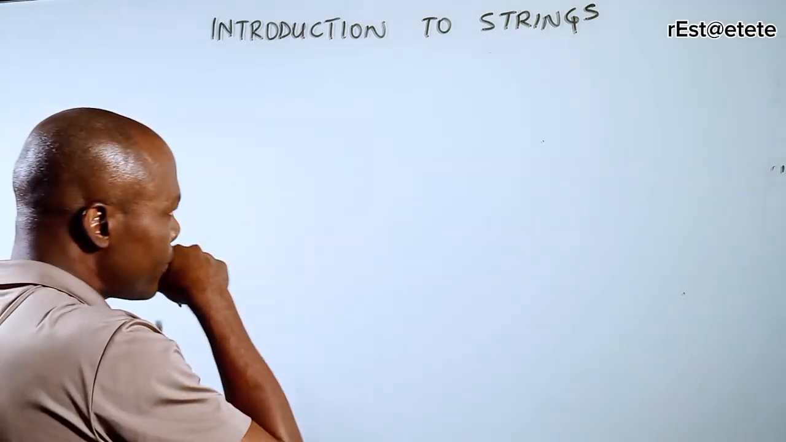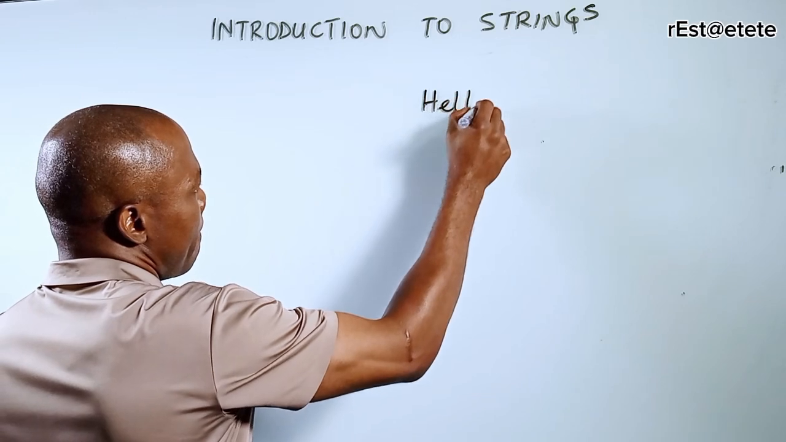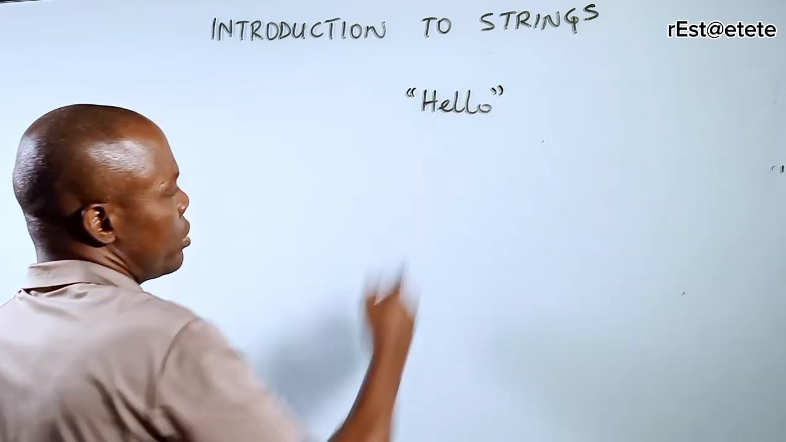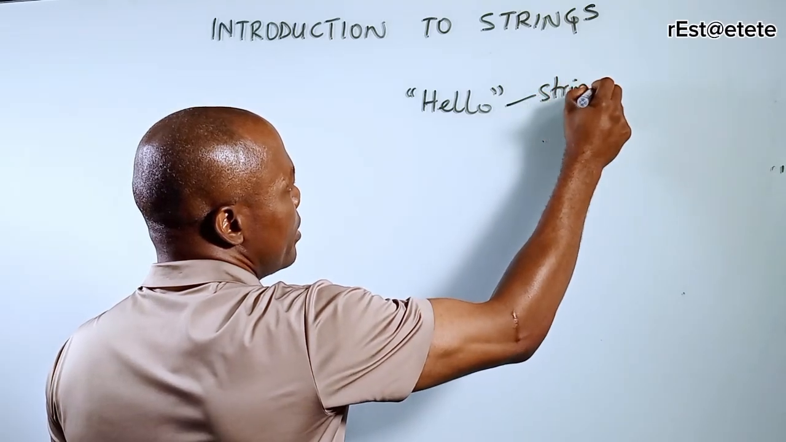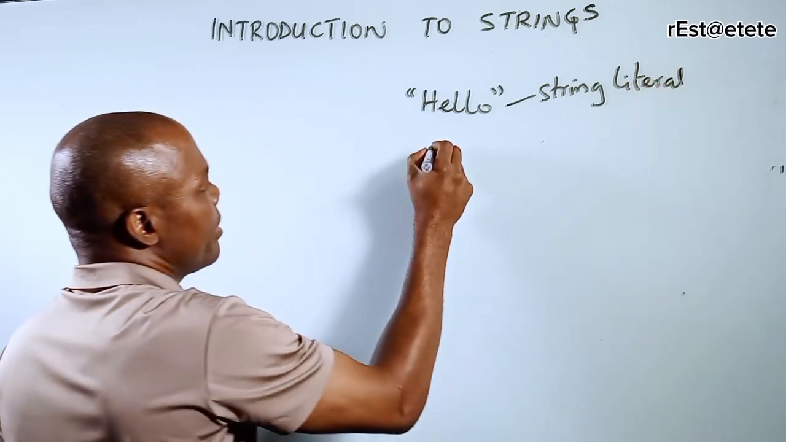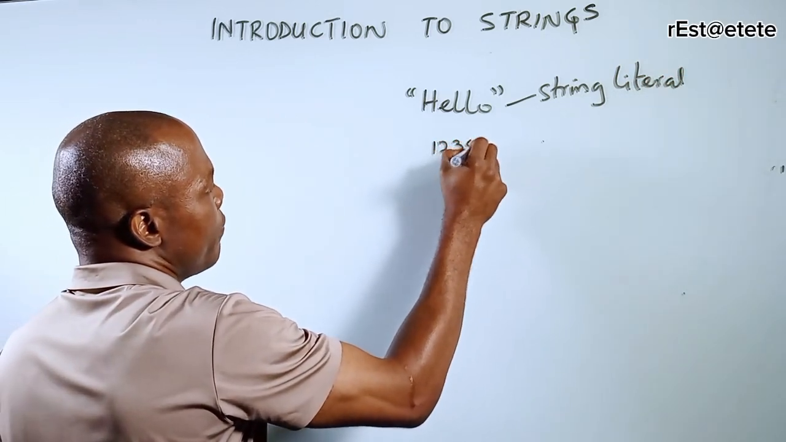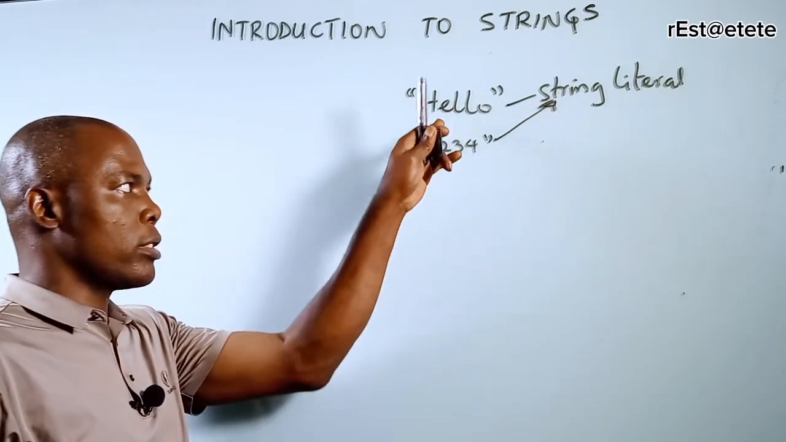So, if I say "hello" inside double quote, this is a string literal. String literal. If I say "1, 2, 3, 4" inside double quote, it is also a string literal. So it's not just this.